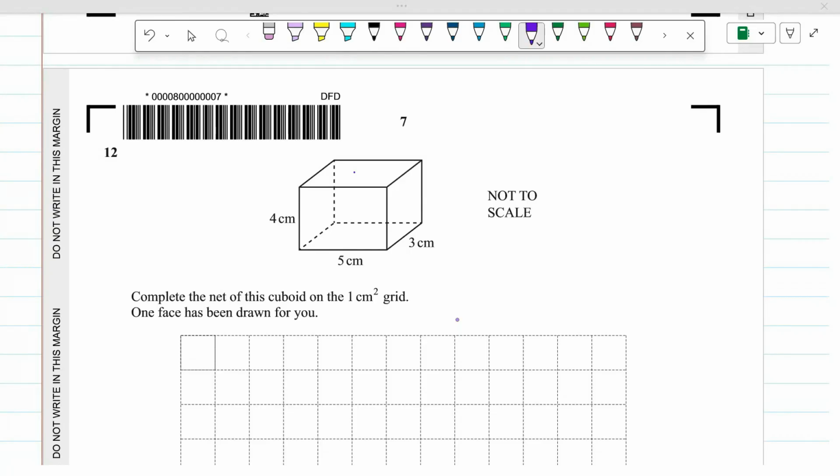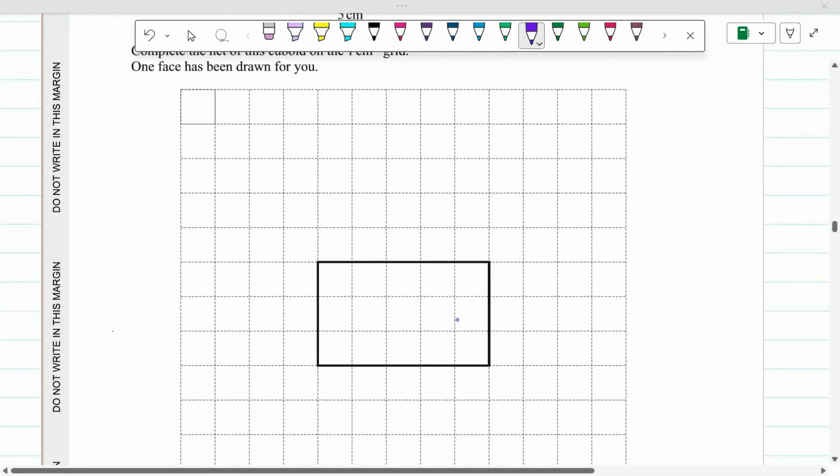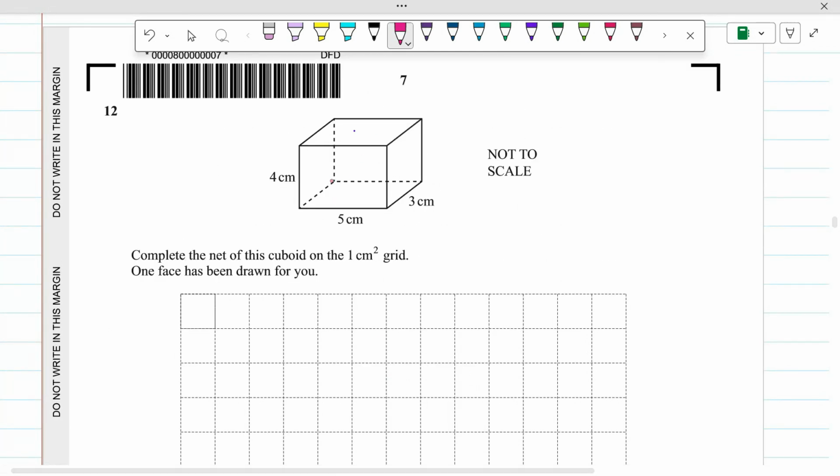Question number 12. Complete the net of this cuboid on the 1 centimeter square grid. One face has been drawn for you. Okay. This is 1, 2, 3, 4, 5. So 5, and this one is 3. This is a cuboid, and we have 6 surfaces: left, right, top, bottom, front, and back. From the front, we can see that this one is 5 times 4. So the front is 5 times 4, which is also equal to the back.